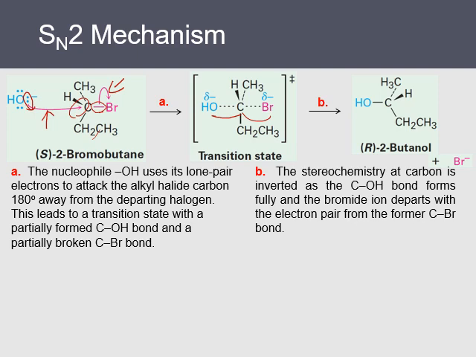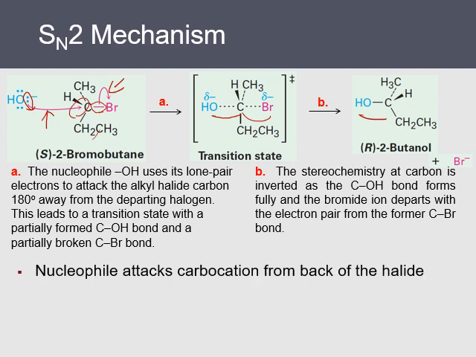Again, you can see that hydroxide attacks carbon, forms a new bond, and the old bond breaks, and bromide leaves. So here are some important features of the SN2 reaction. First, the nucleophile attacks the carbon cation from the back of the halide, because hydroxide attacks carbon, not bromine. If hydroxide goes from the right side, bromine will block the carbon. It cannot attack carbon, so it has to attack from the back.